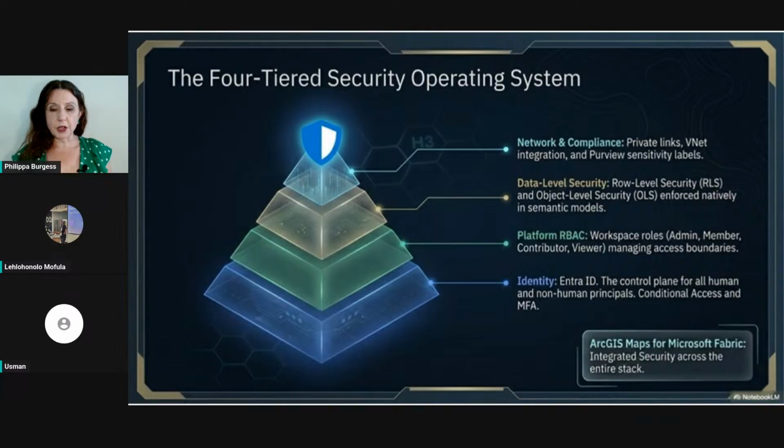And then we come into security. You've got your network and compliance: private links, VNet integration, and Purview sensitivity labels. Data level security: we talked about RLS and column level security, as well as OLS, object level security. So that's enforced natively in semantic models. Platform role-based access controls: workspace roles, admin, member, contributor, viewer. So managing access boundaries. And then identity: Entra ID, the control plane for all human and non-human principals, conditional access, and MFA.